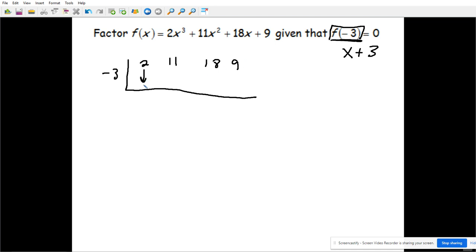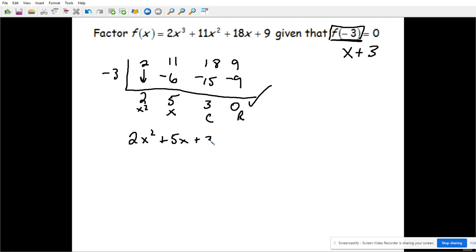I drop the first term. I multiply. I add down. I multiply. I add down. I multiply. I add down. This tells me right now that this is indeed a factor and a 0 because I got a remainder of 0. And that leaves me with a what? This is my remainder, my constant, my x, and my x squared. So I'm left with 2x squared plus 5x plus 3. Don't need to worry about the remainder because it's equal to 0.